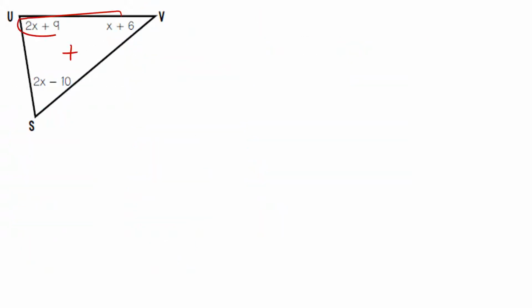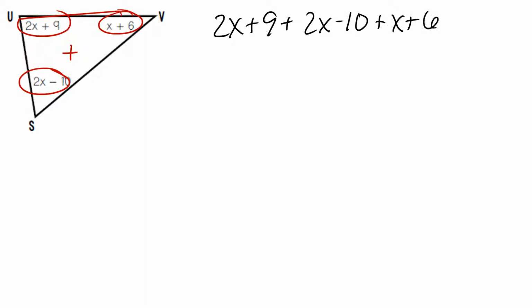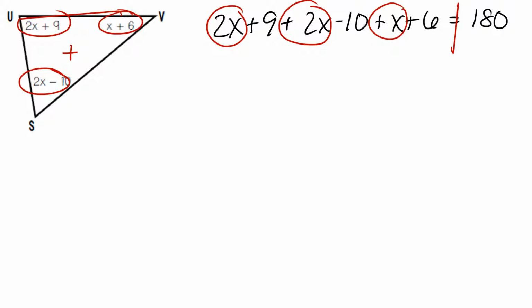Again, still following our same pattern, we are adding up all of our three angles. The 2x plus 9, the 2x minus 10, and the x plus 6, and they are equal to 180 degrees. We start by combining our like terms, 2x plus x. Remember, we know that this is an understood 1. 2 plus 2 plus 1 is going to give us a 5x. For our other numbers, 9 minus 10 plus 6 is going to give us a plus 5.